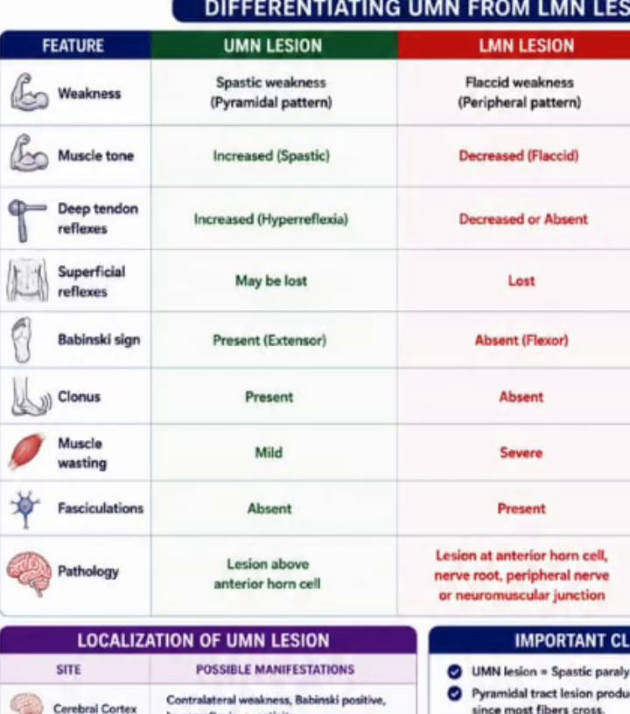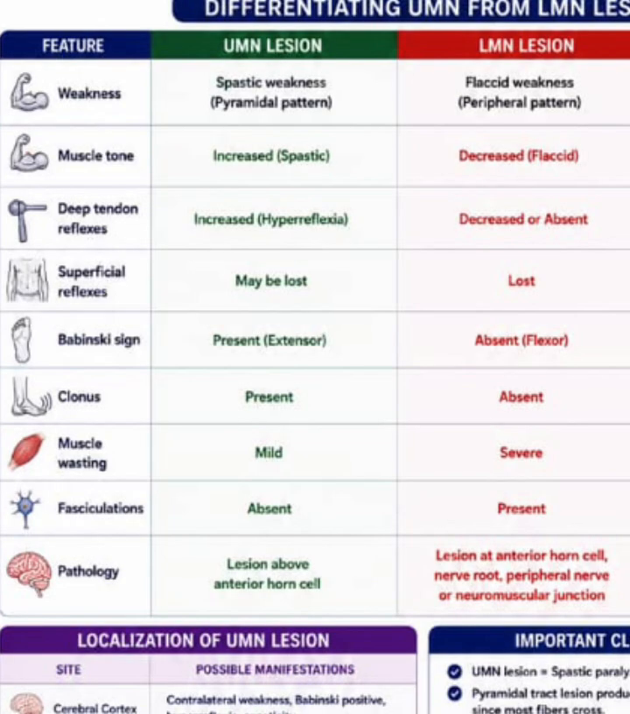There will be spastic weakness in the upper motor neuron lesion due to the paramedial pattern, and there will be flaccid weakness due to the peripheral pattern in the lower motor neuron lesion. The next one, in deep tendon reflex, there will be hyperreflexia in upper motor neuron lesion, and there'll be decrease or absence of reflex in lower motor neuron lesion, which is hyporeflexia or areflexia.